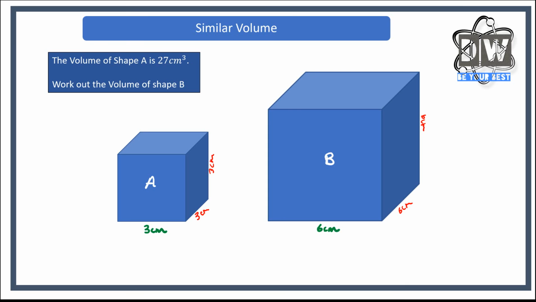The first thing we're going to do is work out the volume of shape A. I know it's already there, saying it's 27 centimeters cubed, but we're going to work it out. The volume is the length of the base times the width times the height. So let's put that down now. It's 3 times 3 times 3, and that equals 27 centimeters cubed.